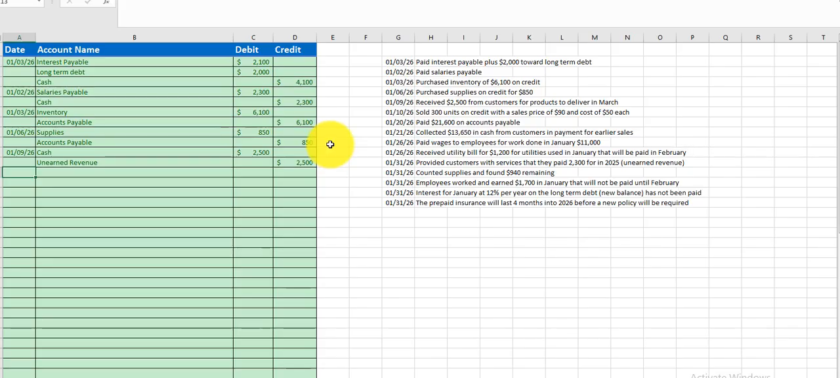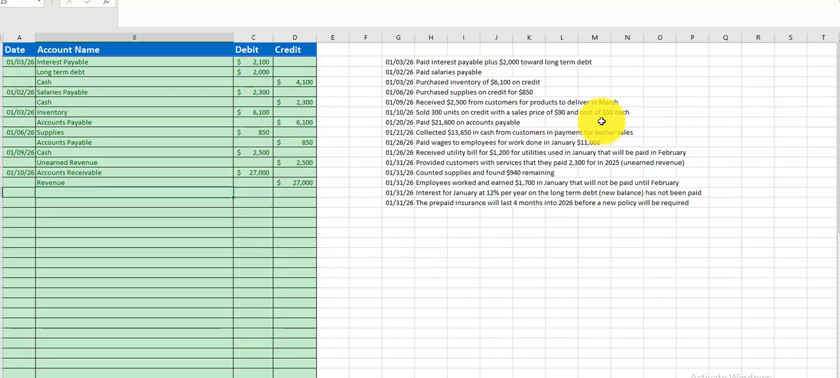Okay, on the 10th, we're going to sell 300 units on credit with a sales price of $90. So 300 times 90 is going to be a debit to accounts receivable, because we're going to receive it later. On credit means they're going to pay us later. And we can even use Excel to do the math for us, 300 times 90. And then that is also, because we will have provided the product or the units, revenue. Same amount.